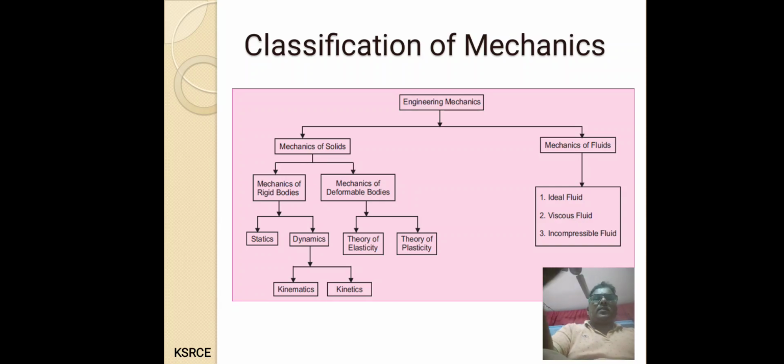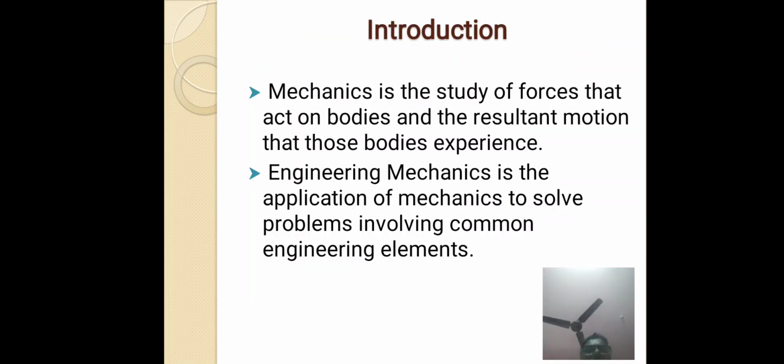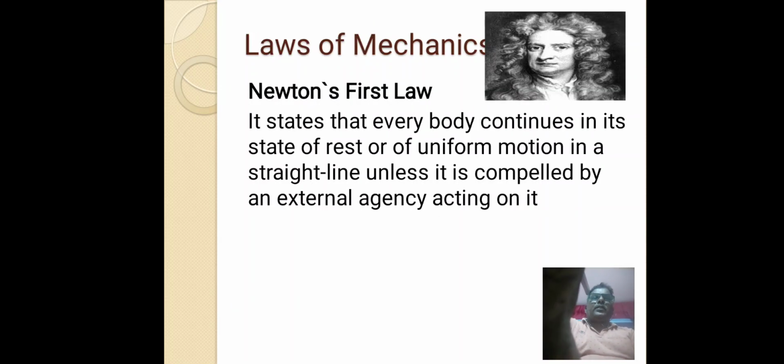Next, the mechanics of rigid bodies is classified into two groups: statics and dynamics. Statics deals with rest or uniform motion. Dynamics deals with parts that are continuously moving. Dynamics is classified into kinematics and kinetics. The mechanics of deformable bodies is classified into theory of elasticity and theory of plasticity. Okay, so next we can study in detail the laws of mechanics.